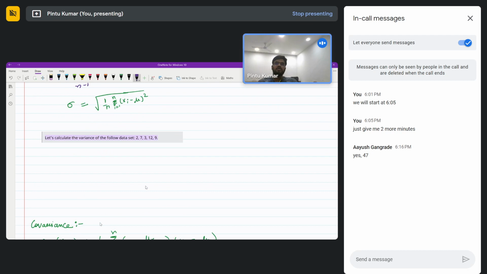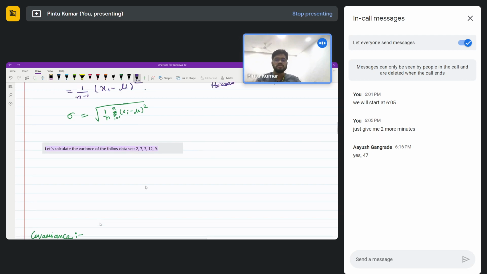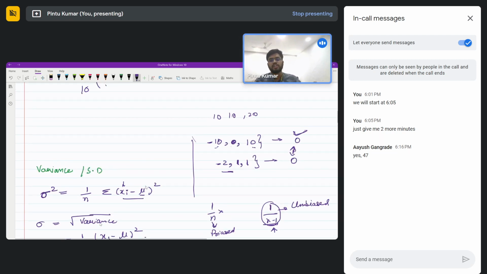So here is a formula question, which is asking you to calculate the variance of this particular data set. We'll probably not do this. Maybe what we can do is calculate the variance of these two sets that we had.